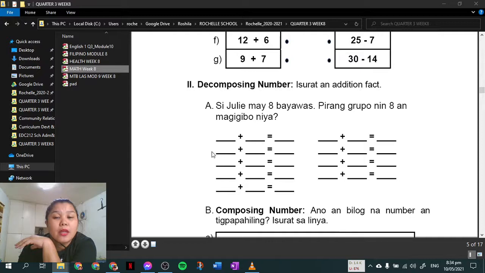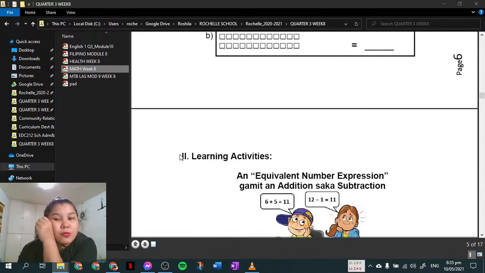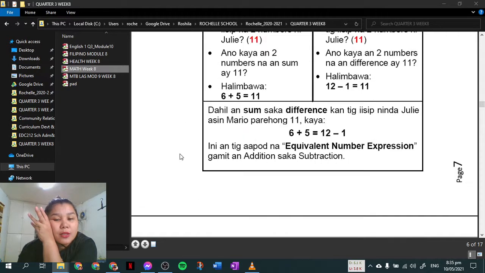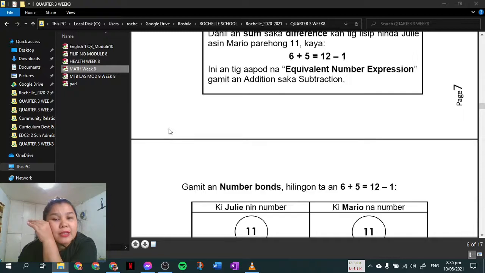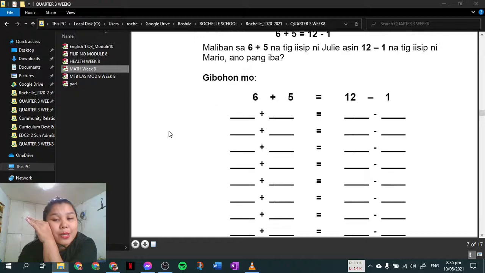And then, decomposing. So, ibig sabihin, 8 equals 8 na lahat. Ano-ano ang mga combination. Tapos, composing number naman. So, you need to count them all. And then, my learning activities, task 1. So, if in case the explanation here, the text here isn't clear, I can provide a lesson video per task. Para may alam niyo na kung anong gagawin sa by part siya.